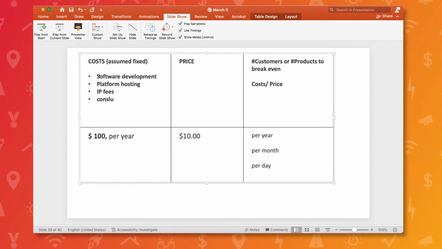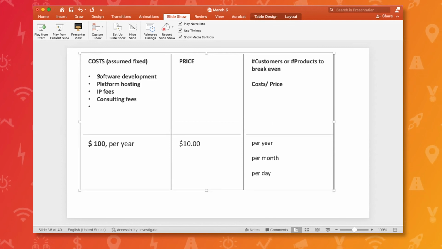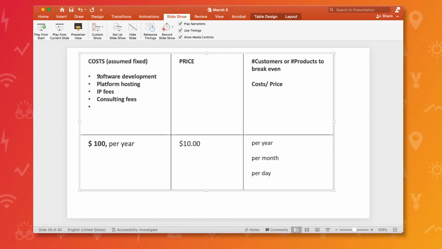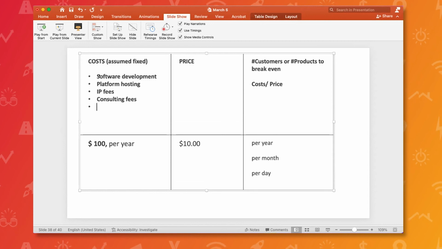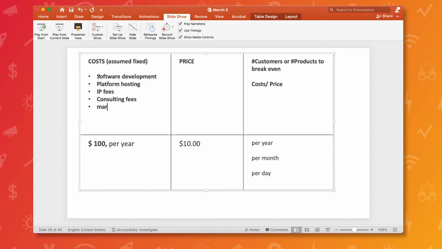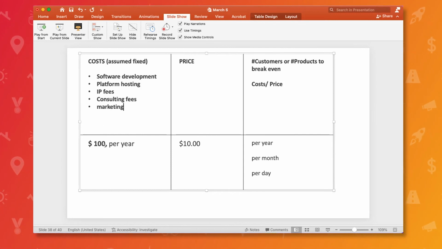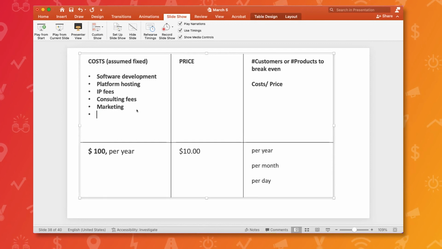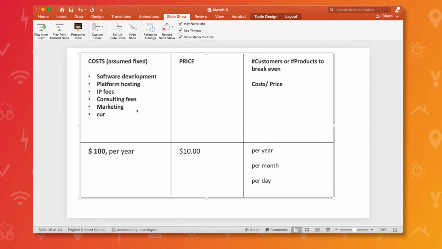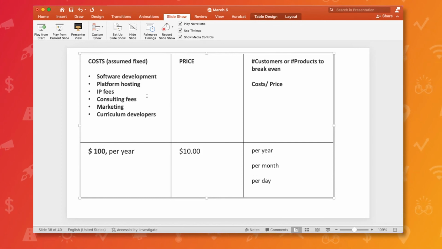Okay. What else? Marketing. That's a big one, right? We would have to pay curriculum developers, so people who are going to make the lessons. Okay, so I'm going to put that there.